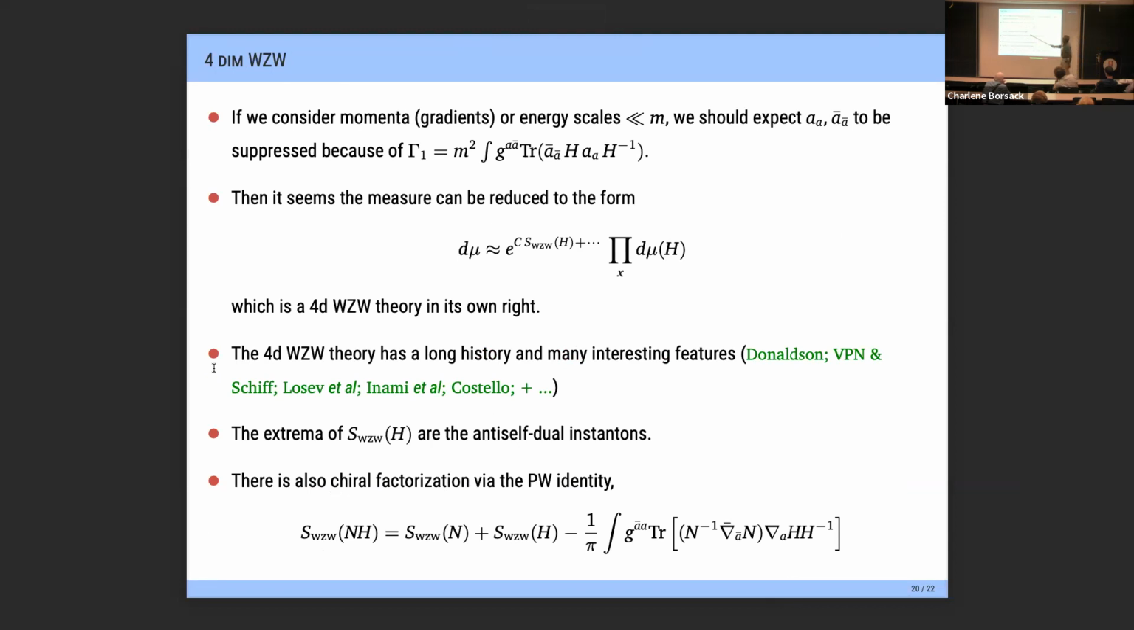This 4-dimensional Weismann-Witten theory has many nice features, and it has a long history. It appeared first in the work of Donaldson. Jeremy Schiff and I looked at it many, many years ago. There are many other papers, including a recent paper by Costello and so on. Two features I just want to point out. The extrema of this WCW action are anti-self-dual instantons. And there is a chiral factorization via the Polyakov-Wiegmann identity. So there is a chiral algebra that splits into the holomorphic and anti-holomorphic sectors.